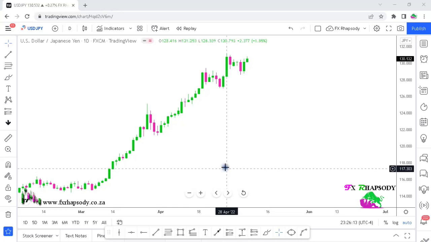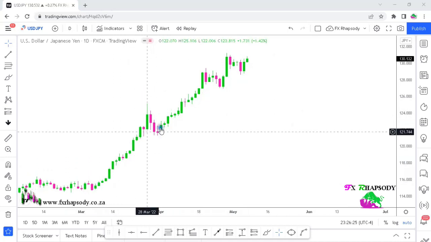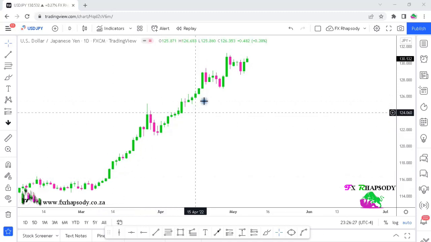So let us hit the chart. We're going to the US dollar Japanese yen first. We're starting off with the daily time frame, and on the daily time frame we can see this big push, the big bullish movement, still carrying on.